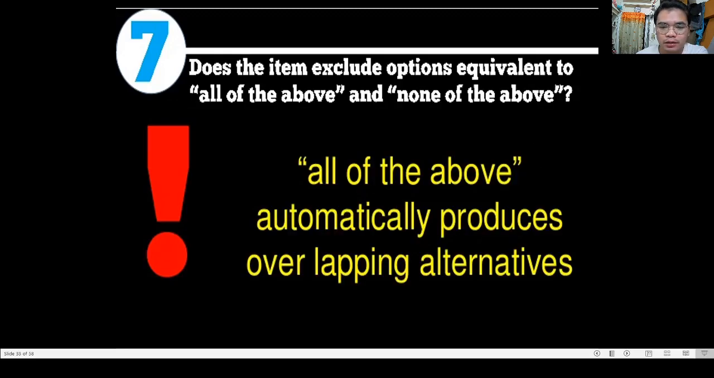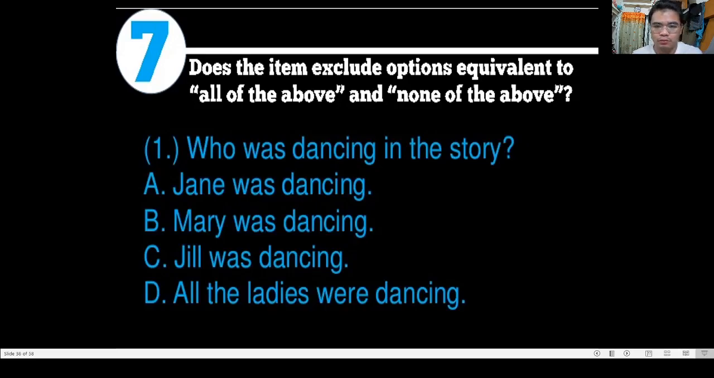Okay? So, for example, this one, oh, nagbasa ka ng story. Ang tanong mo, who was dancing in this story? A. Jane was dancing. B. Mary was dancing. C. Jill was dancing. D. All of the ladies were dancing. So, kung ang tamang sagot ay D, edi tama din yung A, B, C. So, yung sinasabi ko kanina, that the correct answers could overlap.